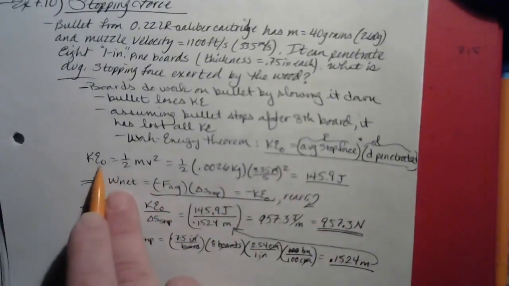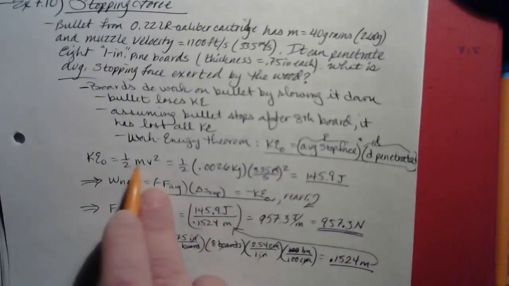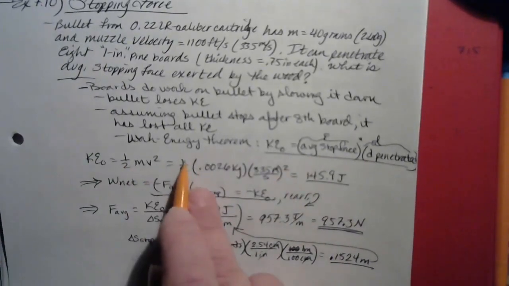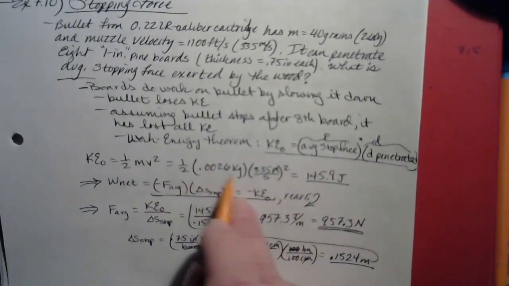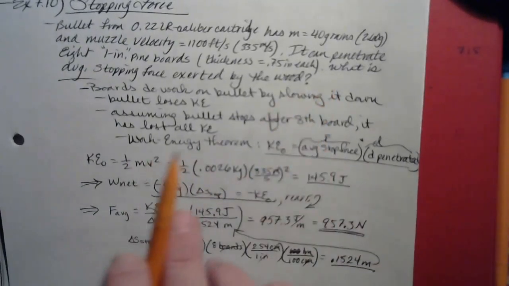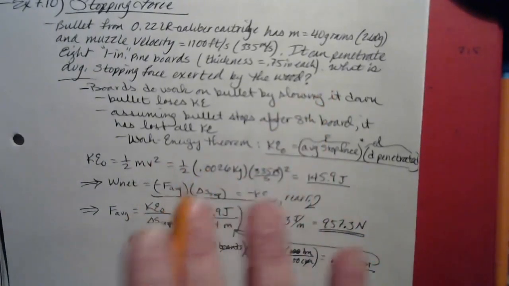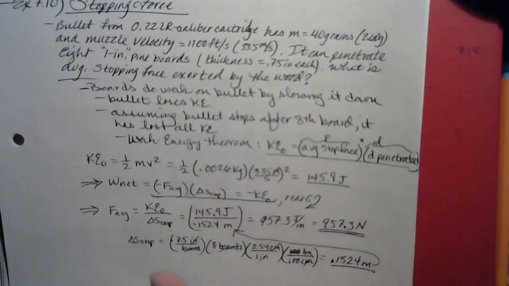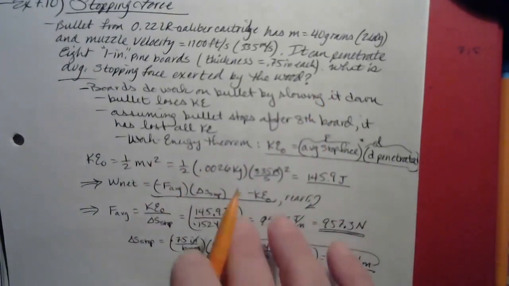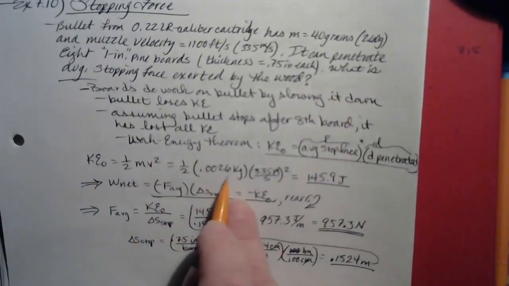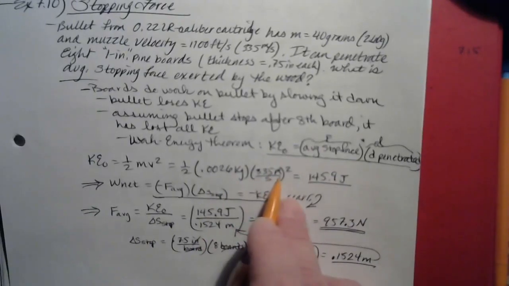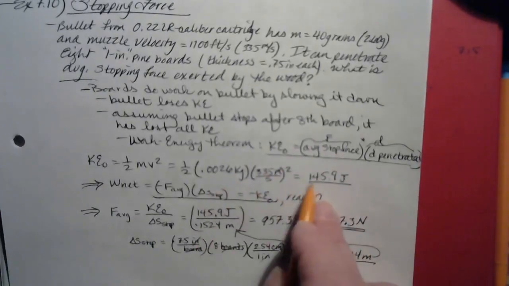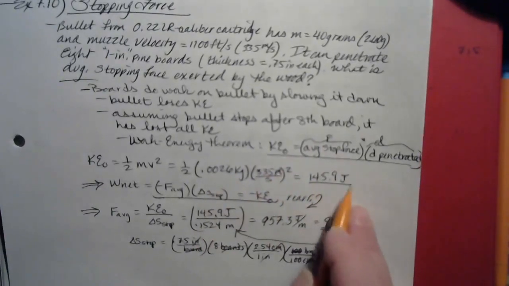Okay, so the original kinetic energy we can also get from 1/2 mv squared. That's 1/2 the mass of the bullet times the velocity squared. Remember, the mass has to be in kilograms, so the fact that they told us the mass was 2.6 grams, well, that was kind of nice, but they could have been nicer and put it in kilograms. 2.6 grams is 0.0026 kilograms, times the velocity, which is 335 meters per second, squared. And when you work that out, you come out with 145.9 joules.